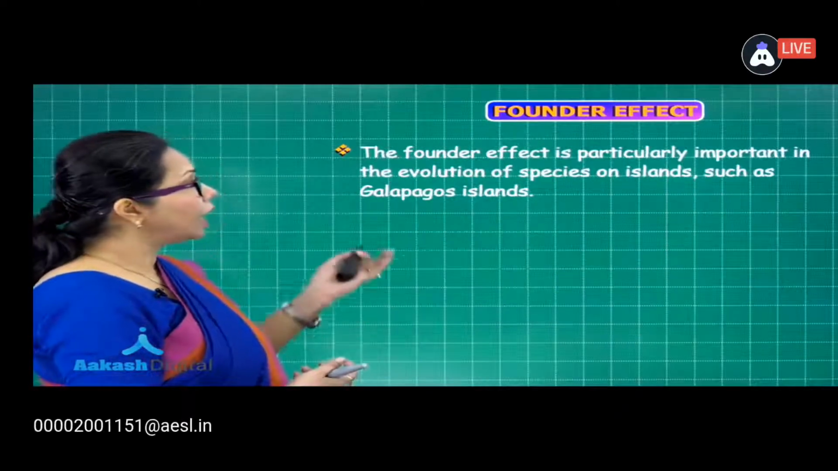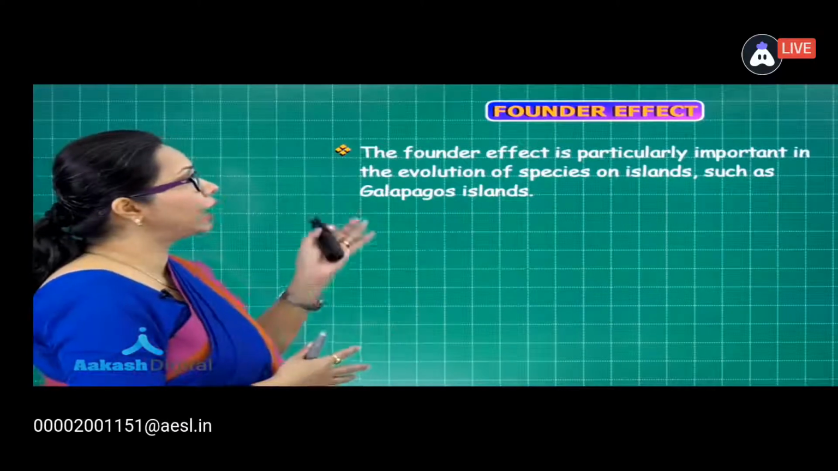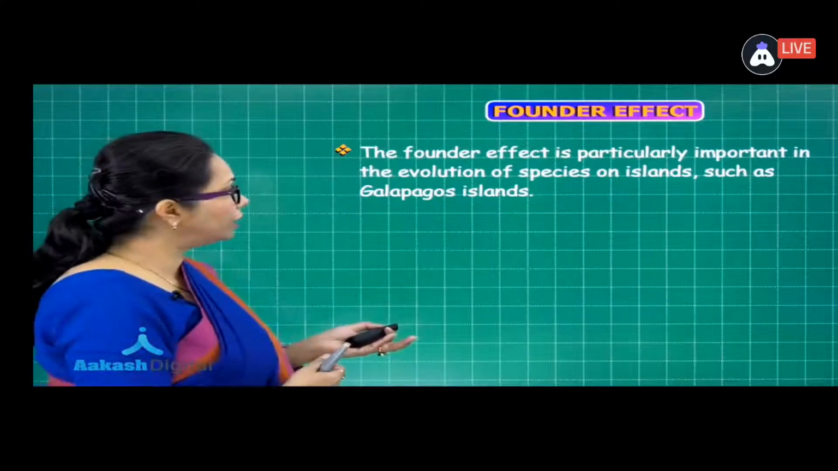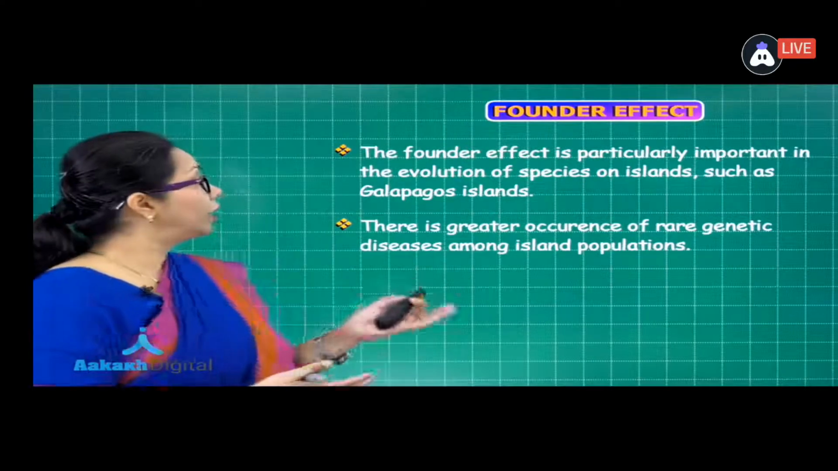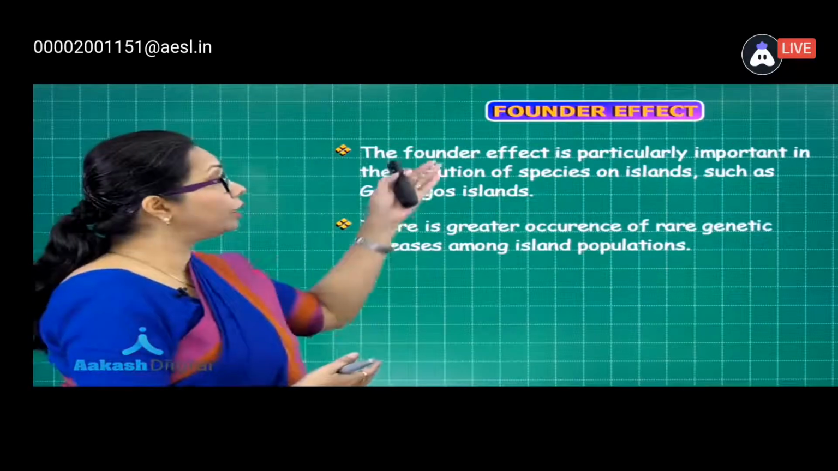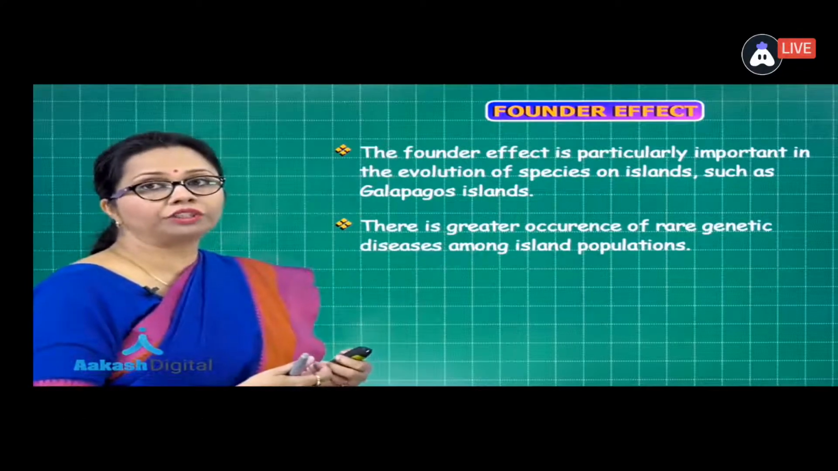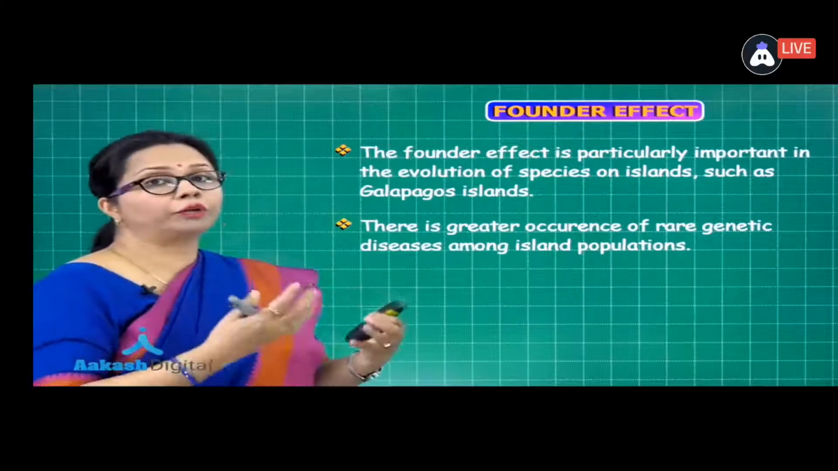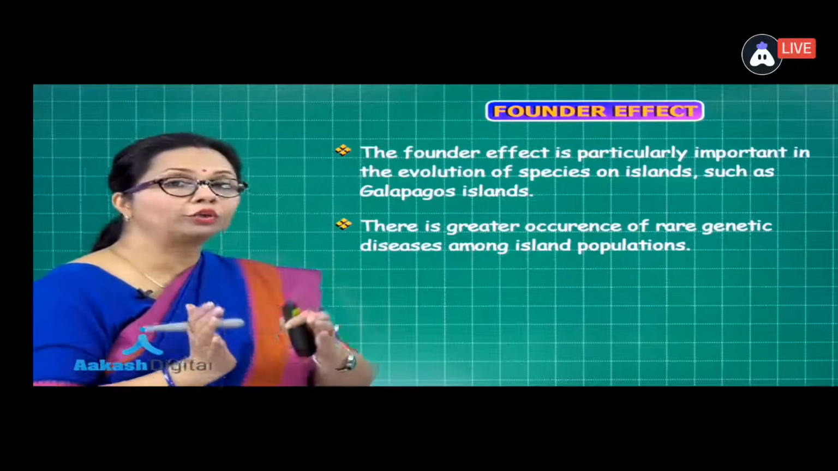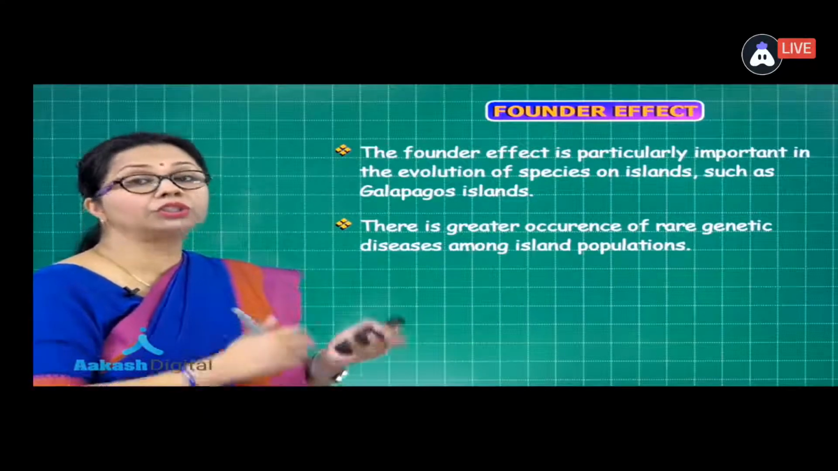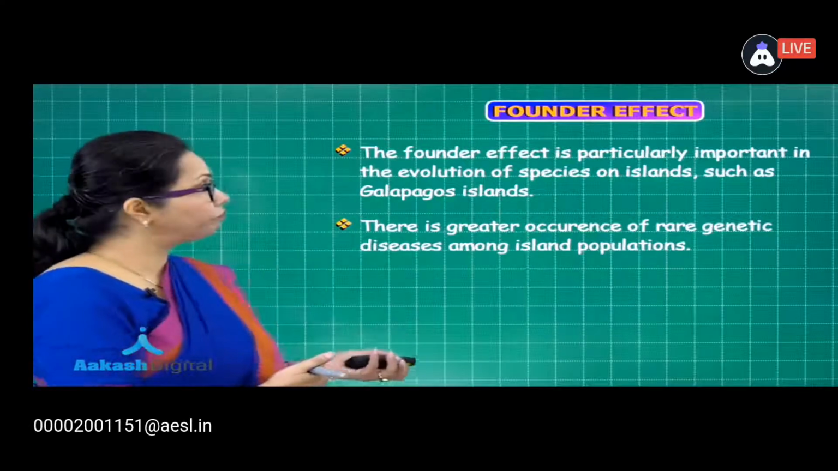population. Now the founder effect is particularly important in evolution of new species on islands such as Galapagos Islands, and there are greater chances of even rare genetic diseases among island populations. So here it led to speciation on Galapagos, but usually in the human populations on islands, there is more representation of rare types of genetic diseases, which shows that some heterozygotes had come with the early colonizers, and because of inbreeding, the representation has increased.